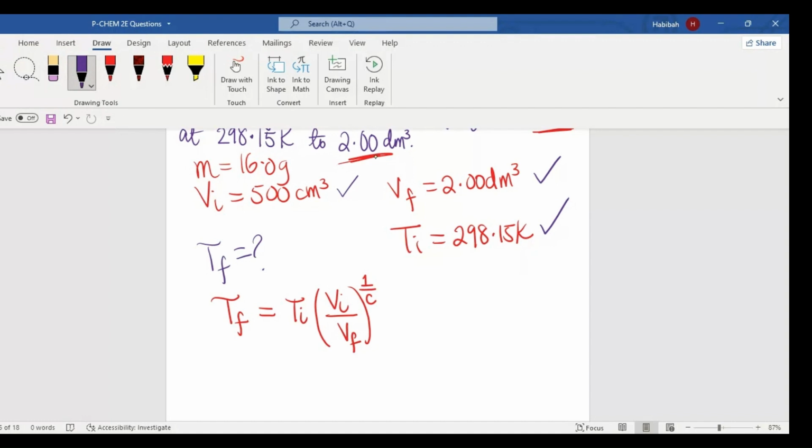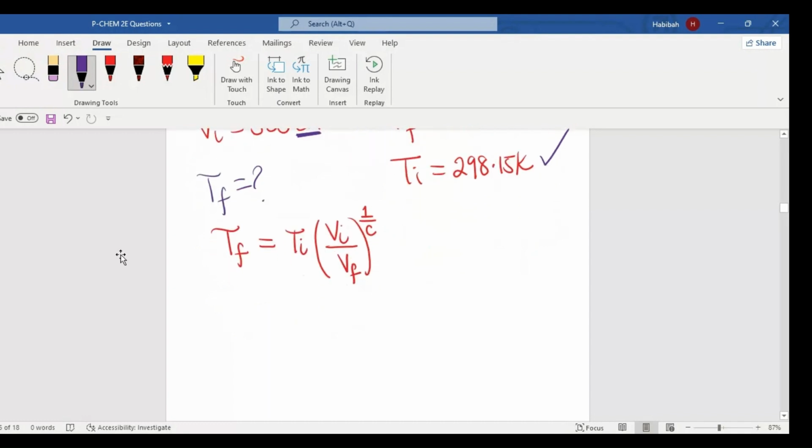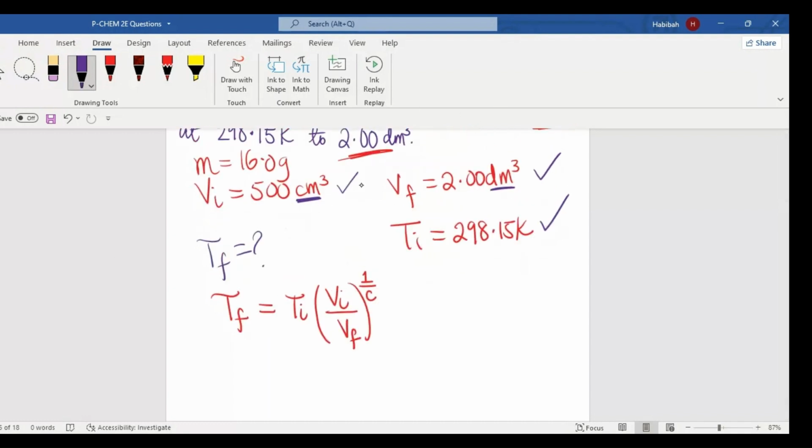But before we go on to determine C, we have to observe that we're given the initial volume in 500 centimeter cube, and the final volume we're given in decimeter cube. So what you have to do is first of all convert 500 centimeter cube to decimeter cube, or you can go the other way, from decimeter cube to centimeter cube. The most important thing is for you to note that the volume has to have consistent units, meaning the initial volume and the final volume have to have the exact same unit.